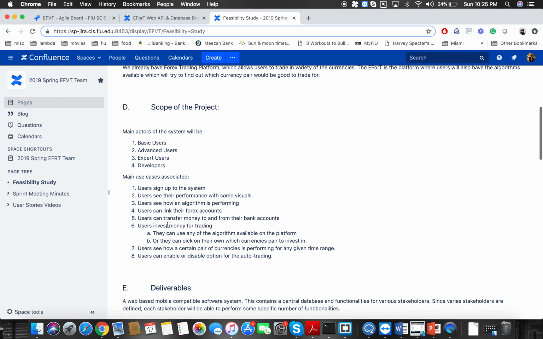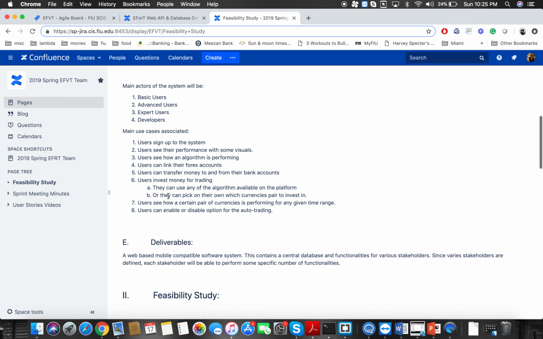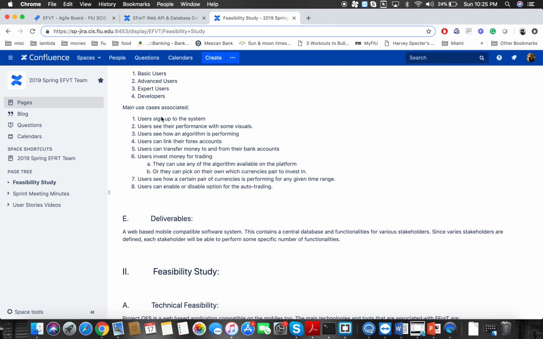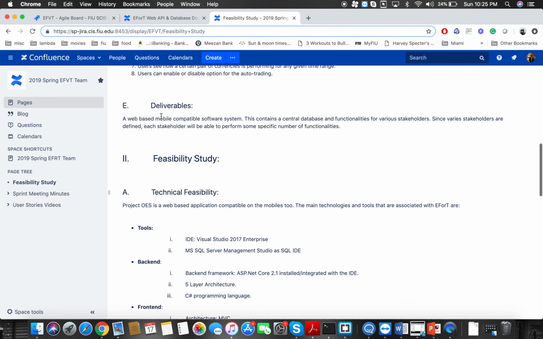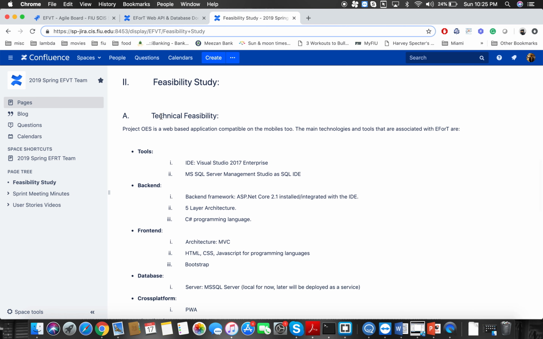And the scope of the project is divided into four main actors: basic user, advanced user, expert user, and developers. We'll be talking more majorly about the feasibility, technical feasibility.